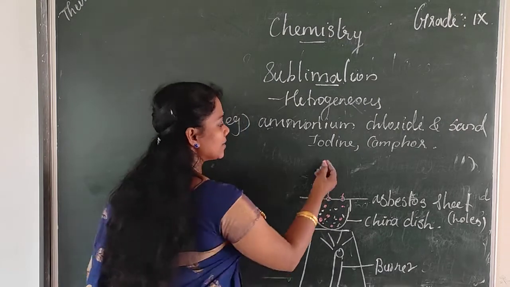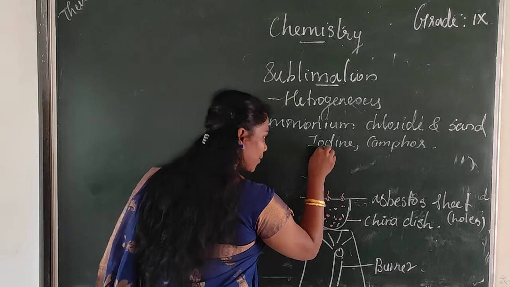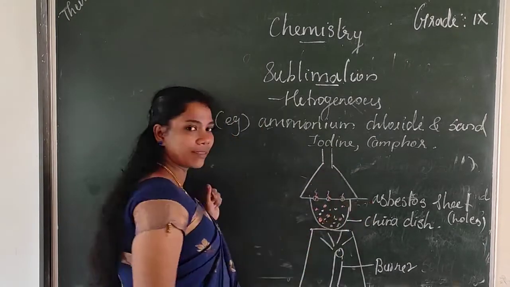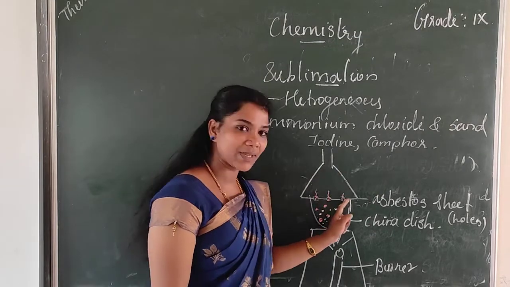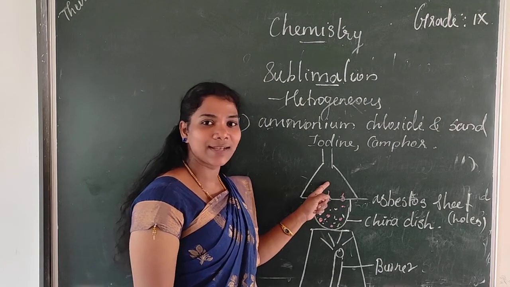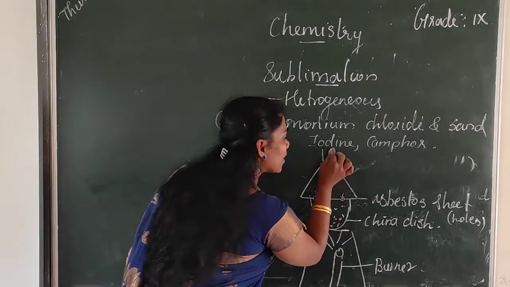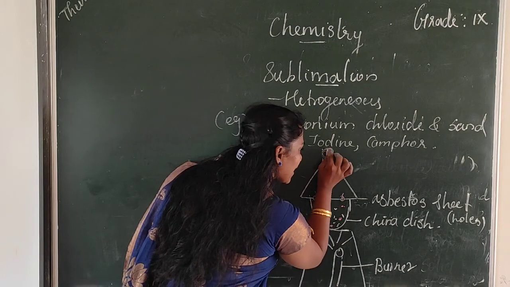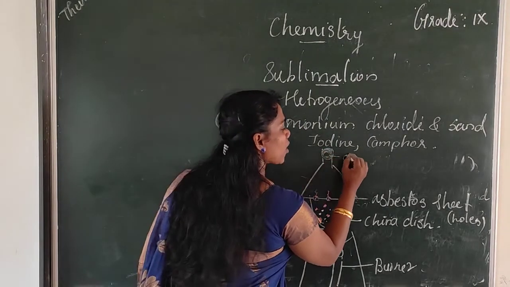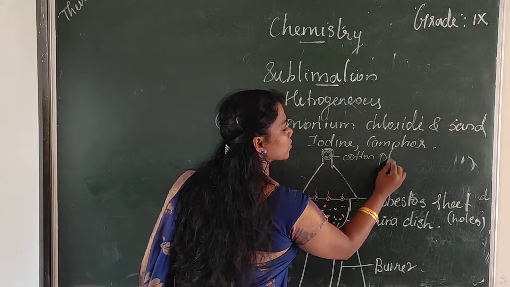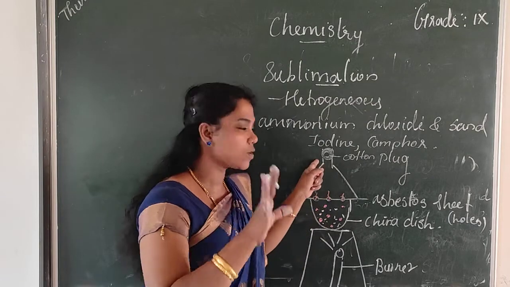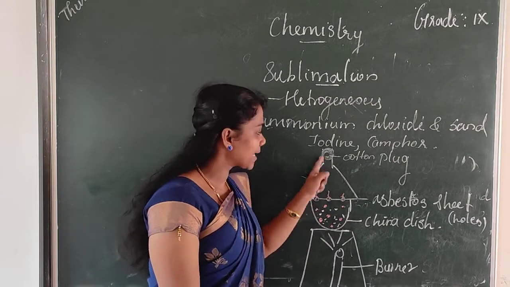So what we can do? Take a funnel and keep it over this, over the asbestos sheet. Fully, it has to be covered. We know the funnel. At home you can see the funnel, isn't it? Both the sides are opening. One of the openings has been closed by a cotton plug. So close one of the openings with what? Cotton plug or wool. You close this to prevent the escaping of what?